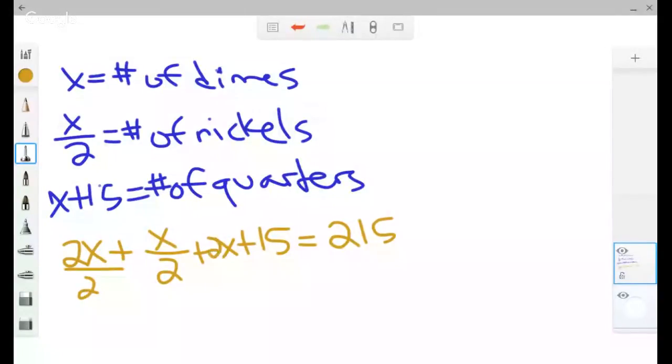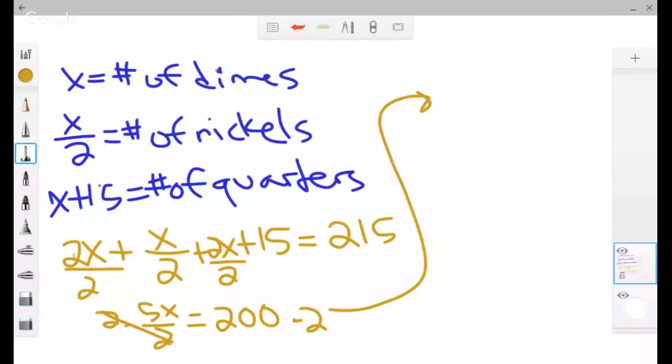I can write this as 2x over 2. So I have 5x over 2. And then right away I'm going to subtract the 15 over to the other side. So now if I multiply both sides by 2 times 2, finish it up here, I have 5x is equal to 400.